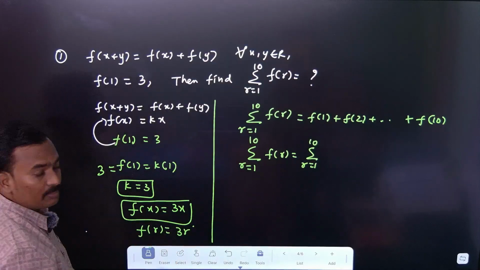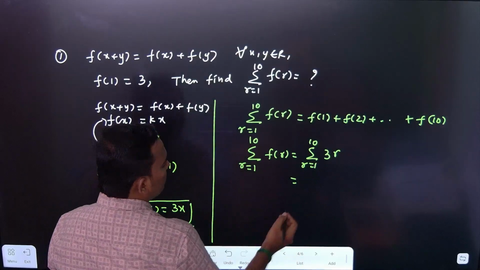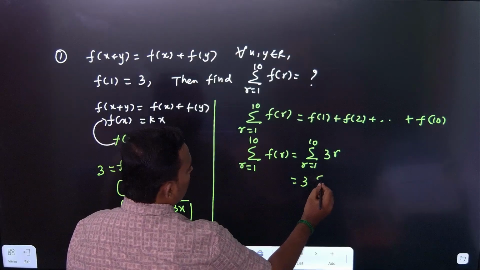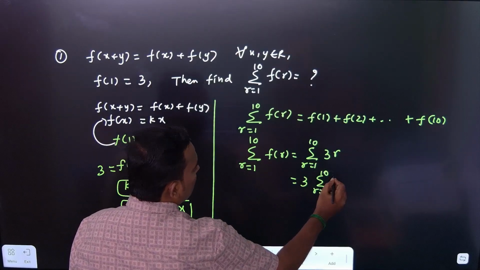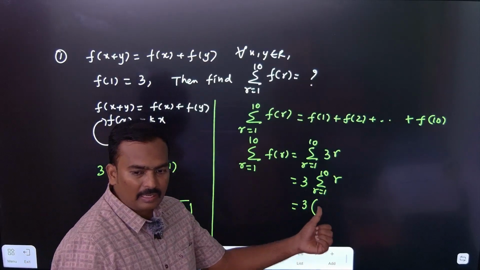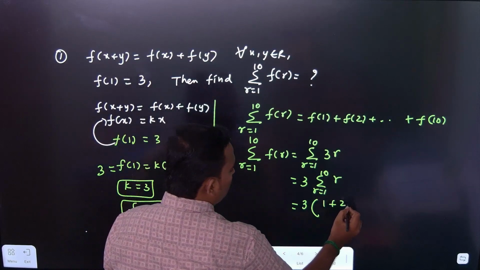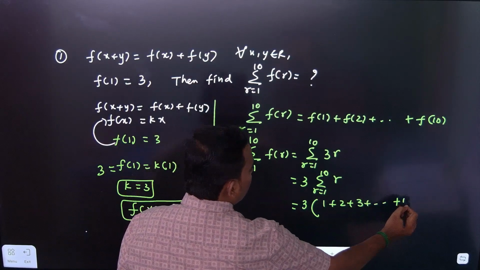How to write? 3 times r. You can take 3 out from the summation. r varies from 1 to 10. So take 3 out, and you can apply r equal to 1, 2, 3 up to 10. So 1 plus 2 plus 3 plus up to 10.